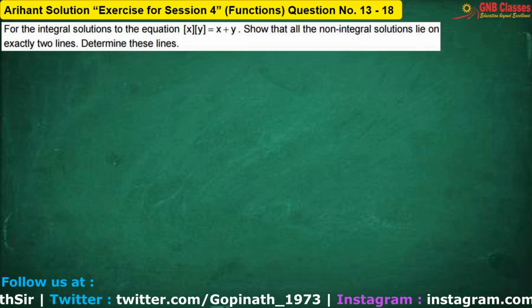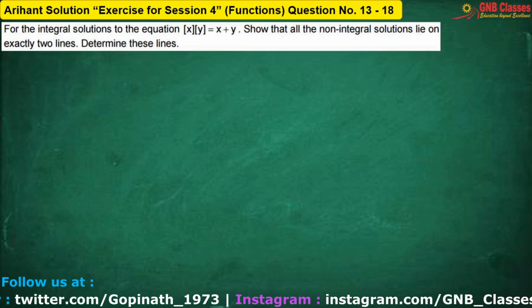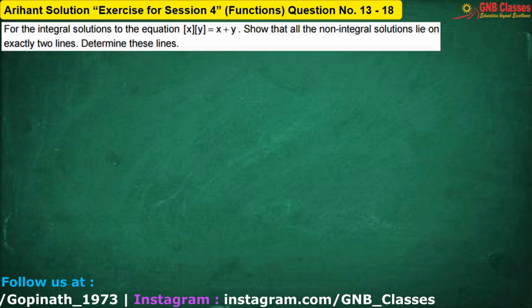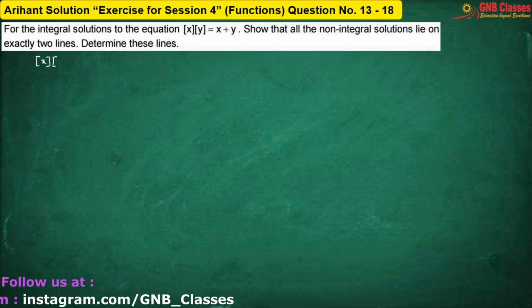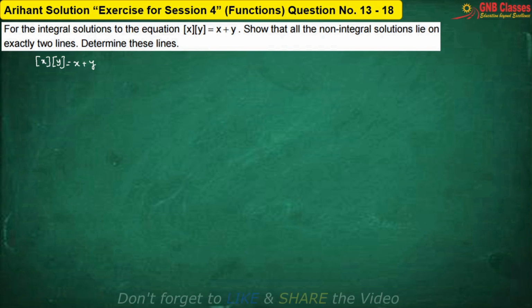In this problem, we have two parts. First, we have to find the integral solution for the equation [x][y] = x + y. Then we will show that the non-integral solutions of this equation lie exactly on two lines, and we will find the equations of those lines. Is it clear?